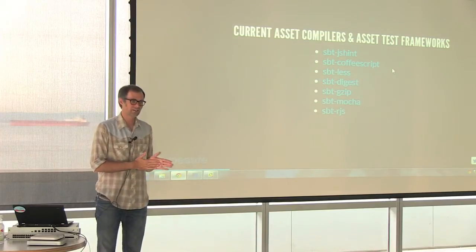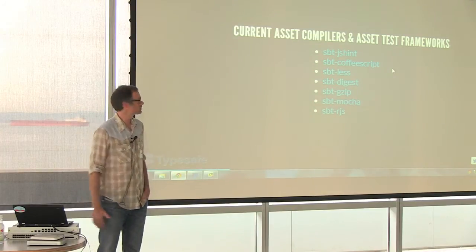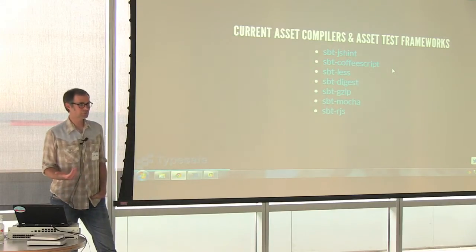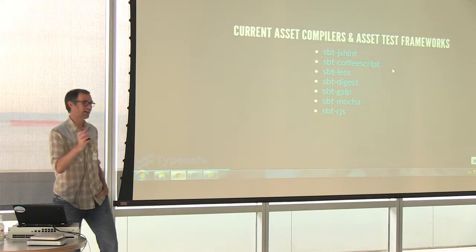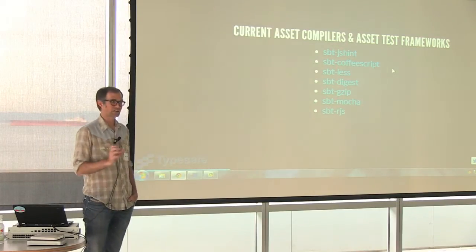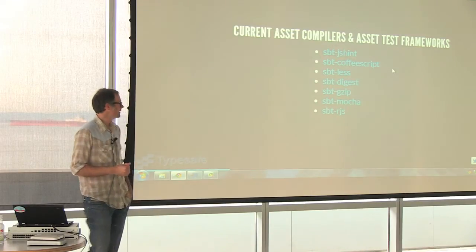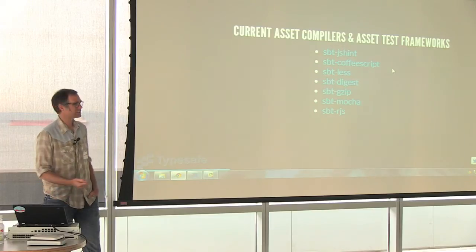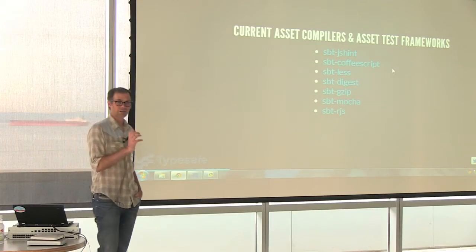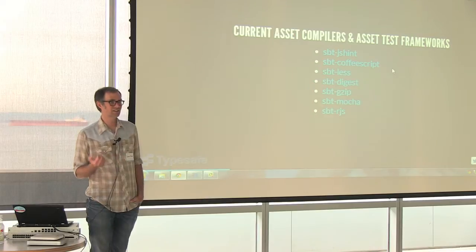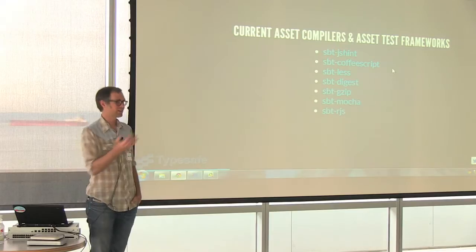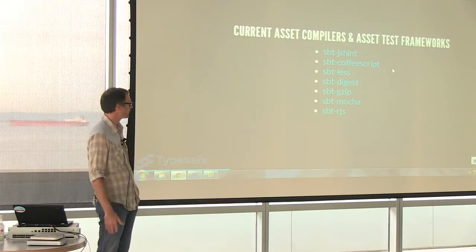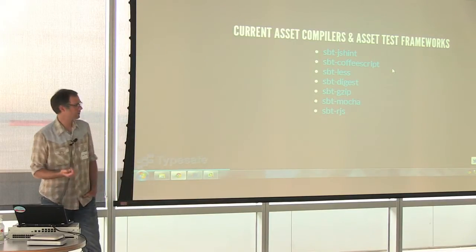We use JS Hint as a linting tool for JavaScript. There's CoffeeScript support. There's Less support. Digest: the digest is what gives us the ETag, and it creates an MD5 file for every asset, and I'll show you that in a little bit. Gzip does a gzip on all of our assets. Mocha isn't really an asset compiler. What it does is it's the plugin for SBT that runs our JavaScript tests as part of our SBT tests. So that's SBT Mocha. Mocha is a JavaScript testing framework.